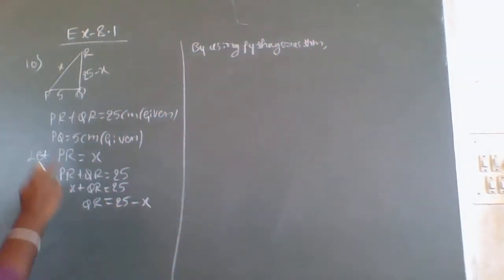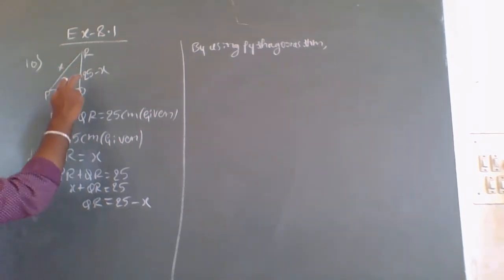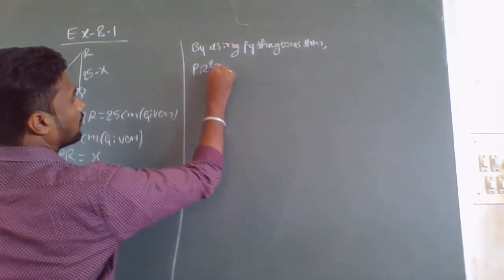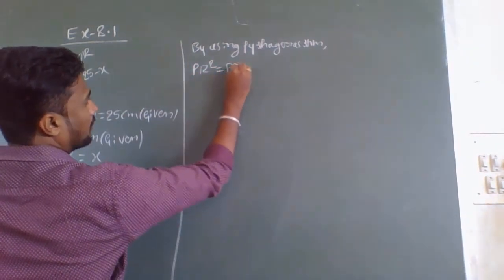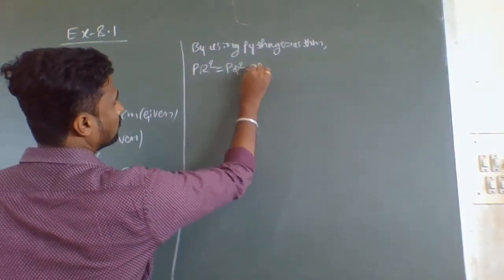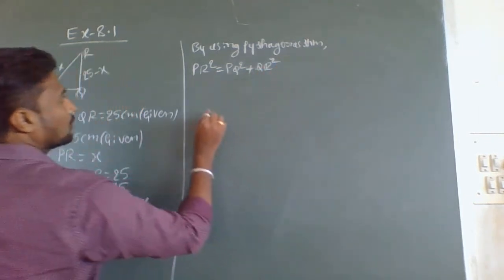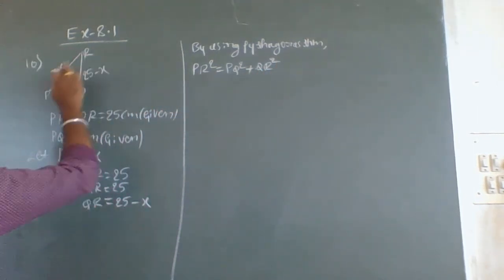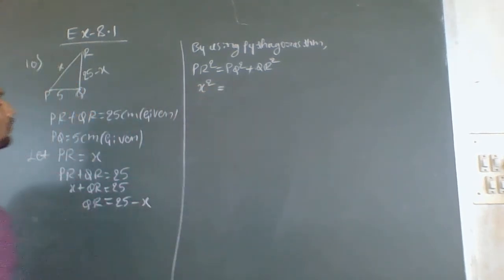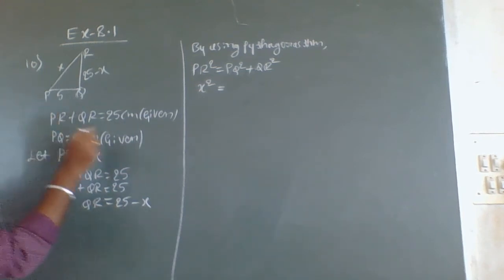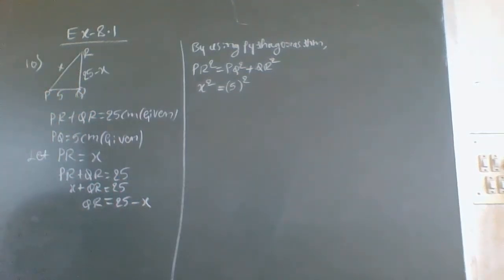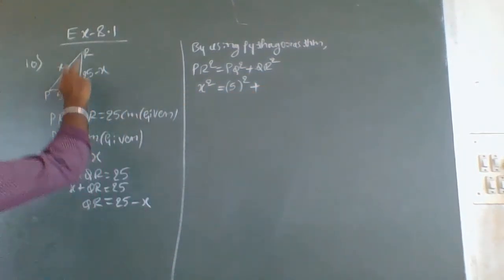So here what we get? PR square plus PQ square plus QR square. Pythagoras theorem: PR square equals PQ square plus QR square. So here PR square means, the length of PR considered as x, therefore x square equals PQ square, which means 5 square. They are given that the length of PQ is 5, therefore 5 square plus QR square.